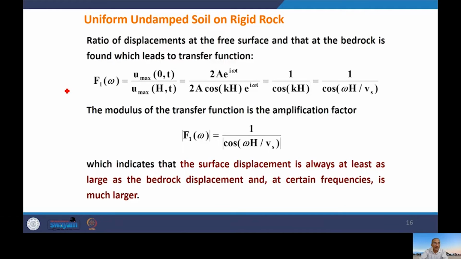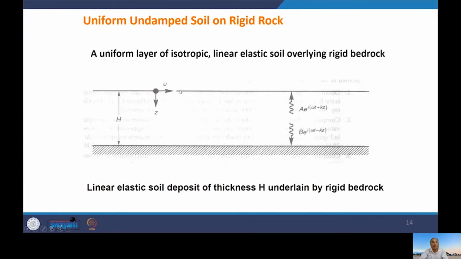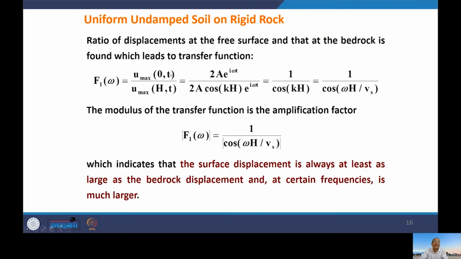Let me select the arrow again. So this will be a function of frequency, and this transfer function is nothing but the ratio of the amplitude of displacement at Z equal to 0, that is at the ground level, divided by the amplitude of displacement at Z equal to H. So this is how the transfer function is defined, and this should hold at any time t. But we are interested in the maximum value of U, so U max.